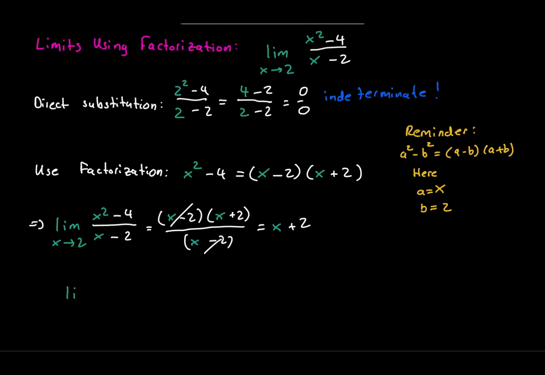Now we try substitution again. Plug in x equals 2. 2 plus 2 equals 4. So the limit is 4. Quick takeaway. If plugging in gives you 0 over 0, try factoring and simplifying before evaluating.